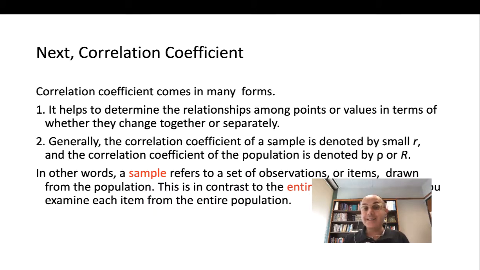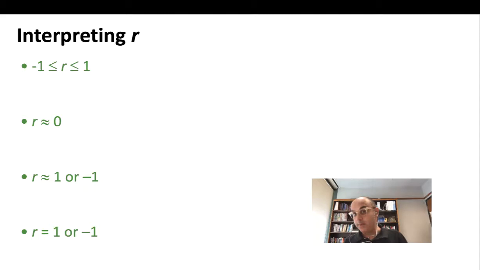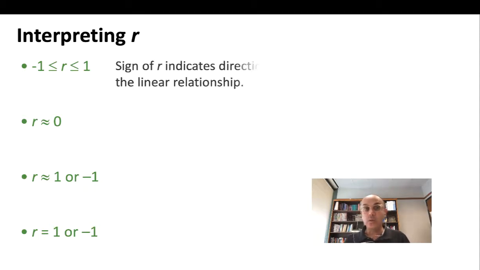So, in other words, a sample refers to the observation of items drawn from the population. In contrast, for the entire population, you examine each item from the entire population. So the sample correlation coefficient, small r, ranges from -1 to 1, where -1 indicates a strong negative correlation and 1 indicates a strong positive correlation. 0 indicates a very weak or no linear correlation. So in the interpretation, again, this is the layout we will find.